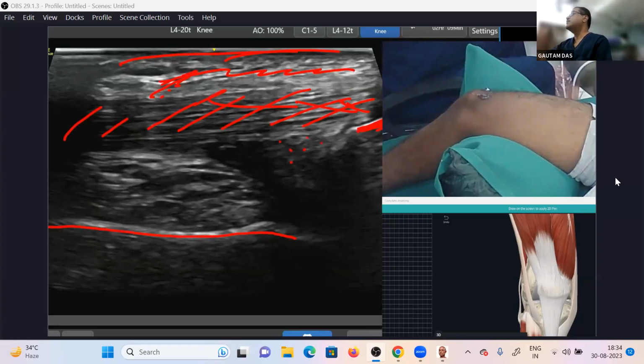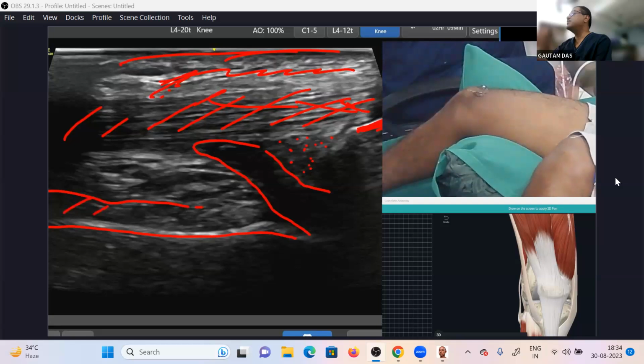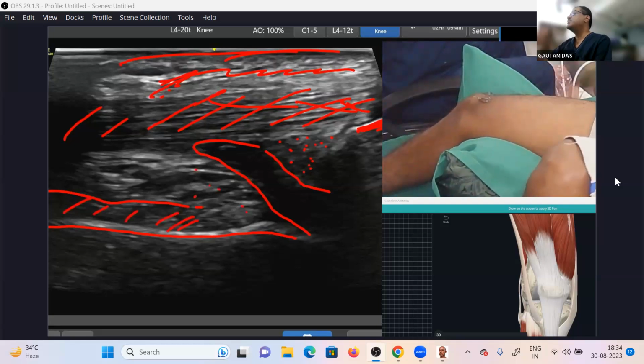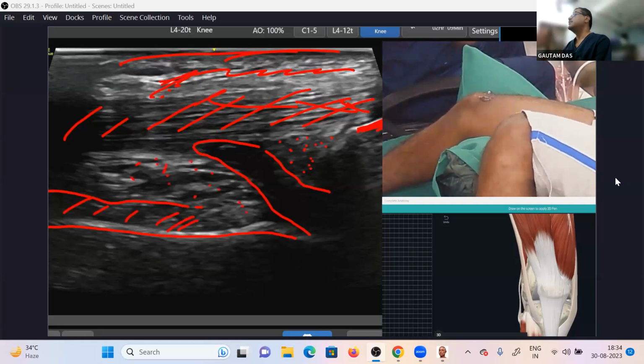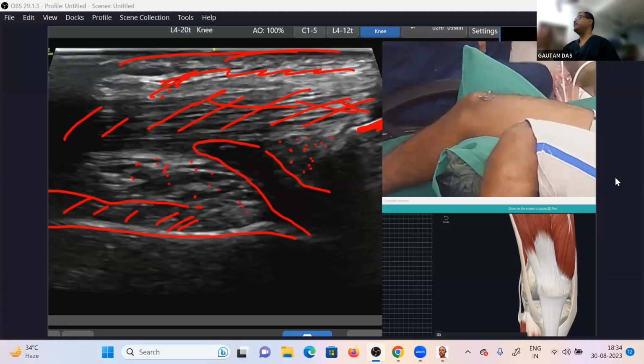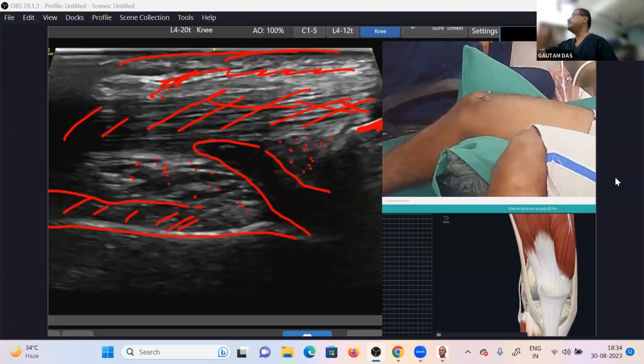This is your suprapatellar fat pad. This is your suprapatellar synovial recess. This was your articularis genu muscle, and this is your prefemoral fat pad. Is it clear to everybody? Yes, sir. Yes sir. Okay.